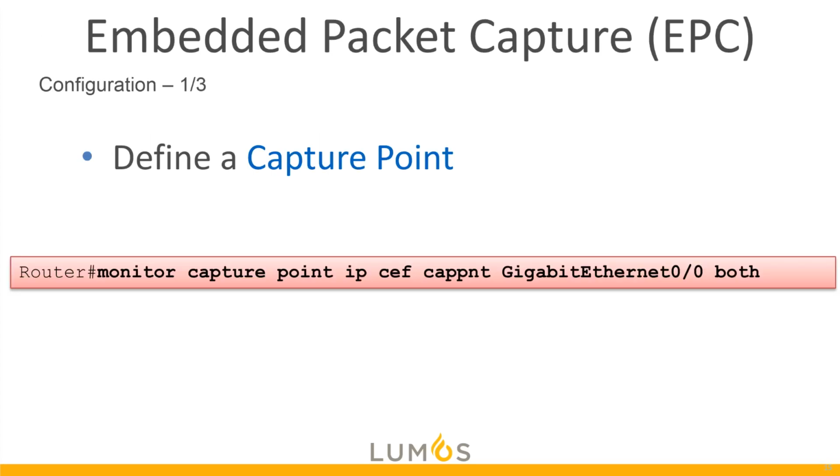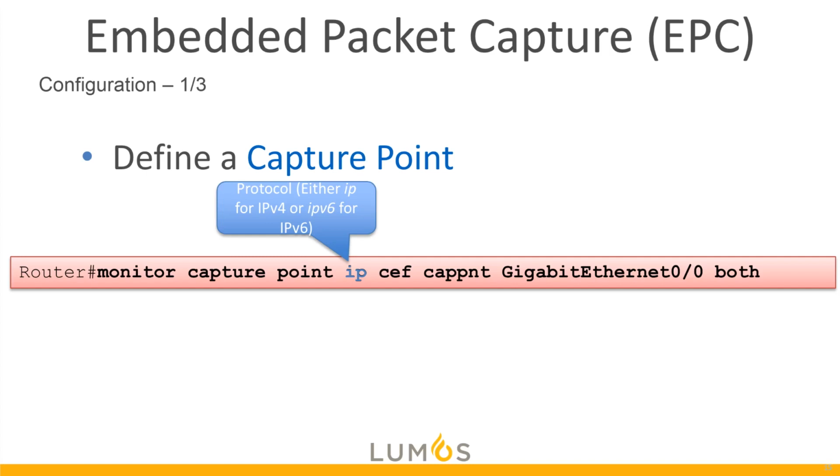So for instance, let's define a capture point. We'll use the monitor capture command, and we will specify the point. We want to capture IP-based traffic using CEF switching, and specifically a cap file. We'll talk about this file format here in a little bit, but in this case we're going to be monitoring gig 0/0 and both transmit and receive directions.